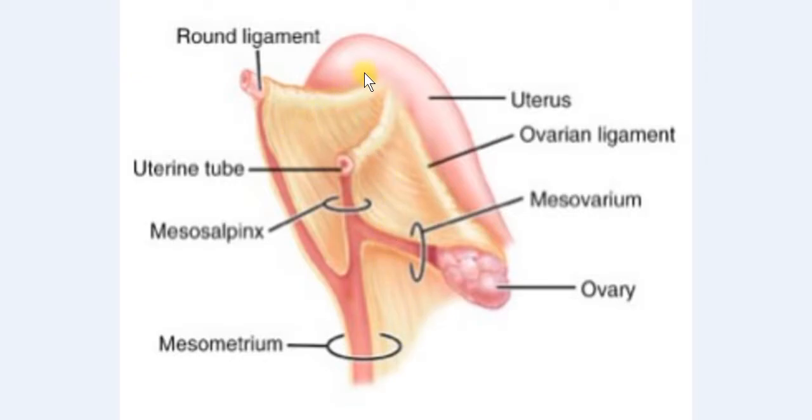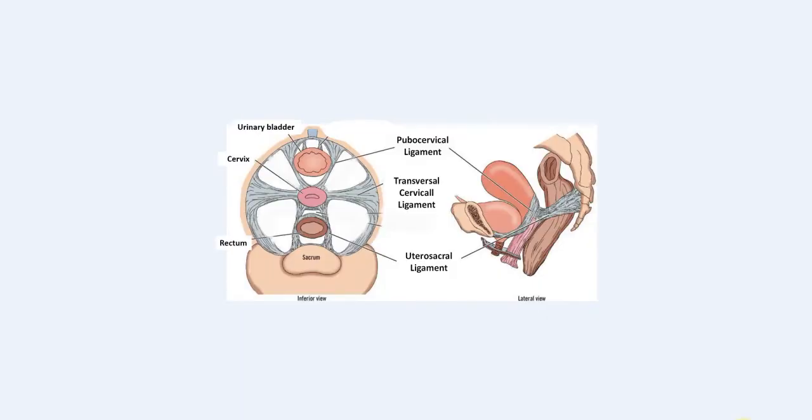Under the broad ligament, the round ligament is also present. The ovarian ligament, which is connected to the ovary, mesovarium, mesosalpinx and mesometrium, all are present under the broad ligament. Now I have explained the peritoneal ligaments.